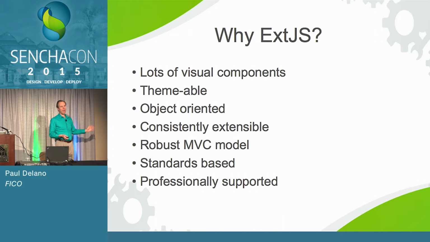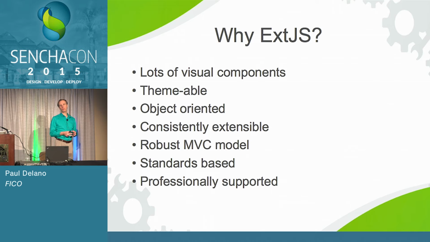So ExtJS has a lot of visual components. So we knew off the bat we wanted to use the grids. We had a lot of forms. We had a lot of interactive things that we needed to build that I'm going to talk about in detail. It's themable. So this is a big deal. FICO is turning all of their analytics solutions into a unified cloud platform, and all of them have to look the same. They have to have the same fonts, colors, logos, etc. And even the button styling and everything like that, we all want that to be the same.